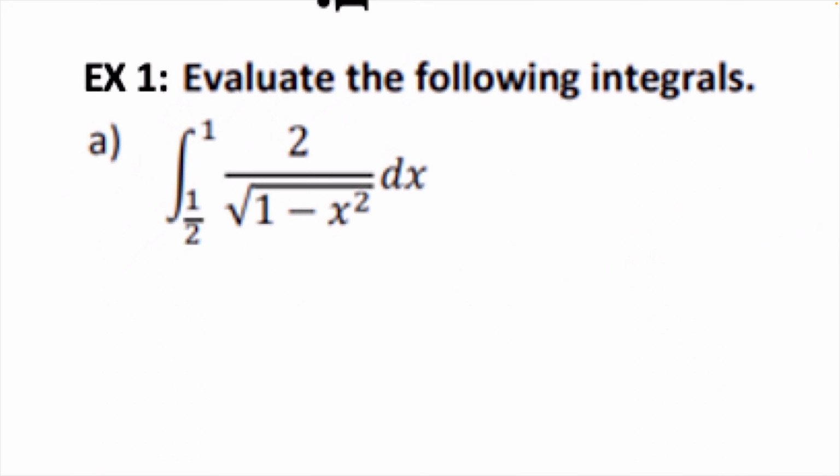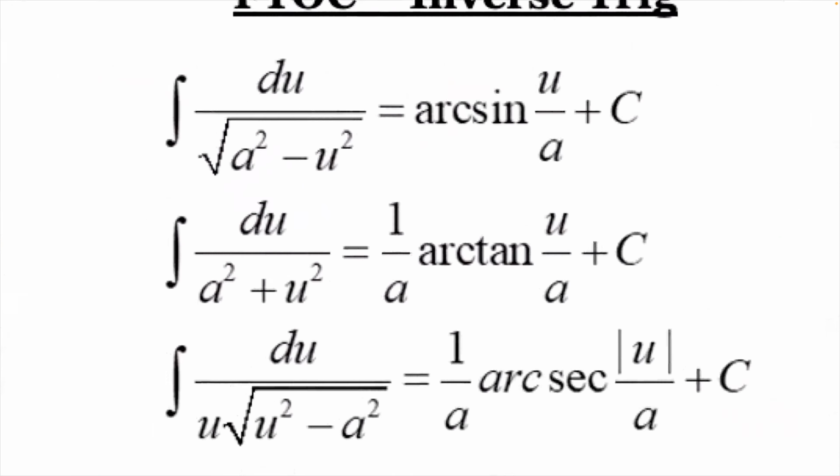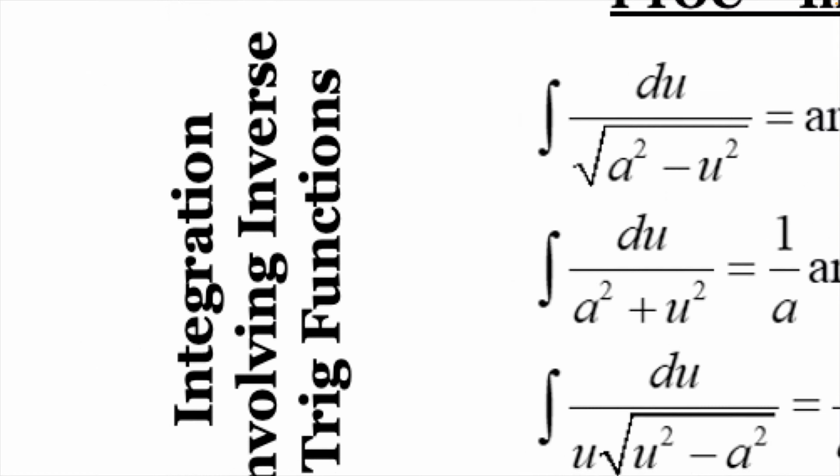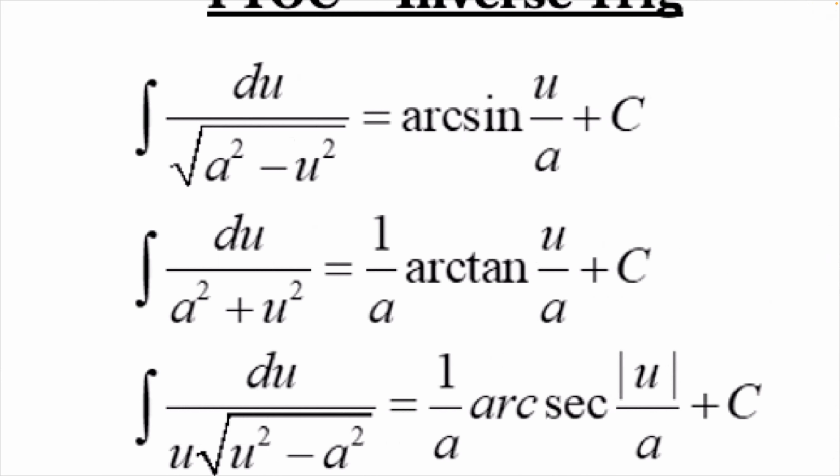Okay, so we look at these three relationships here. Which one does it match closest to? The first, second, or third one? The first one, right? The first one it matches up closer to. Why? Because it's got a square root at the bottom, but it doesn't have anything in front of the square root, right? There's no value in front. So this is the one that matches the best. So that's what we're going to use. So we're going to have an A and a U, and it's going to be arcsine.